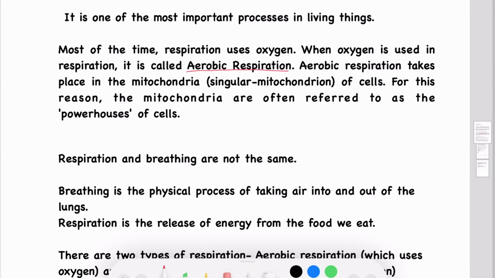Aerobic respiration takes place in the mitochondria. So I would have showed you what the mitochondria in the cell looks like. It's usually bean shaped, and then you will have some squiggly lines inside of it. Alright, so along those lines, that is what the mitochondria is going to look like. Those are known as the powerhouses of cells.